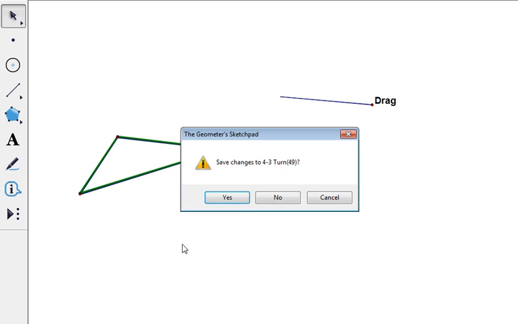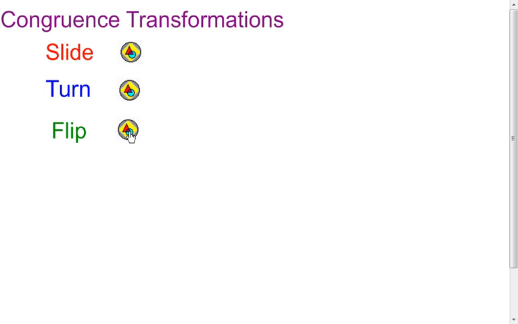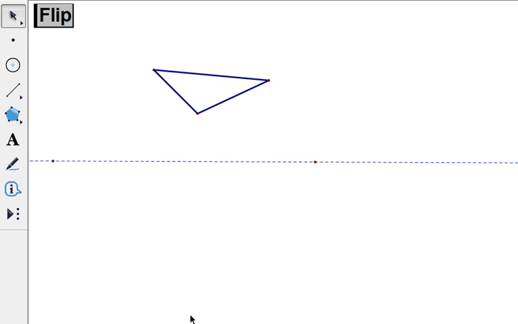The last one is the flip. In the flip, it's going to flip over a line. In this case, I have a horizontal line. My blue triangle is going to flip over it and it ends up down here. So notice it just totally flipped, or reflected, over that line.